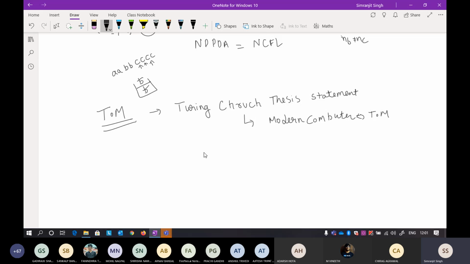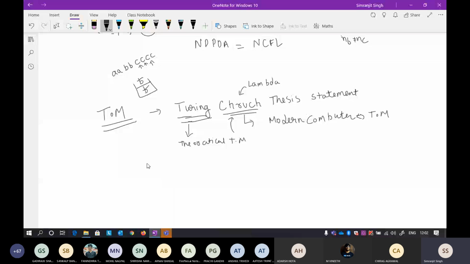So what exactly was the statement? Church is one scientist and Turing is a different scientist. Church devised another calculus called lambda calculus. Don't worry, I'll tell you about it; this is just informal information. What did Alan Turing do? He devised a theoretical machine, called the Turing machine, and that Turing machine can take this lambda calculus to solve any problem.